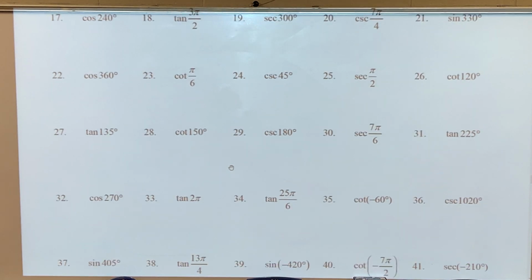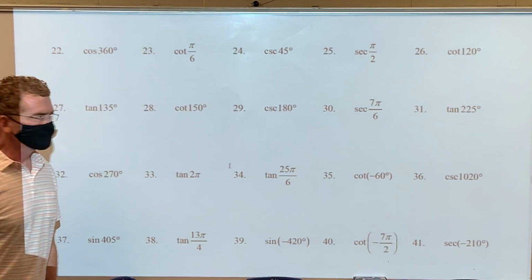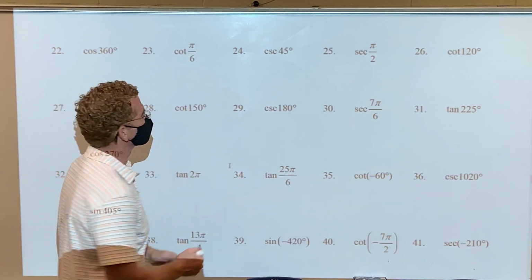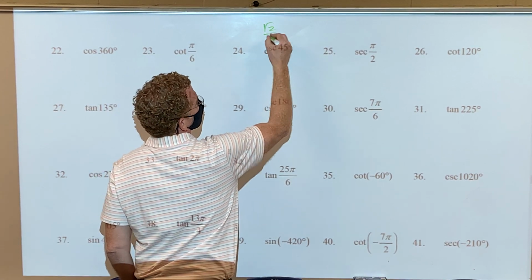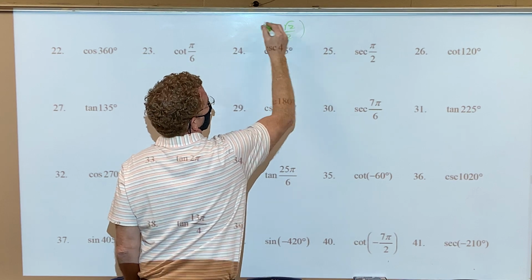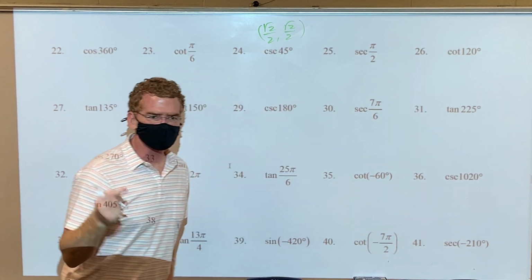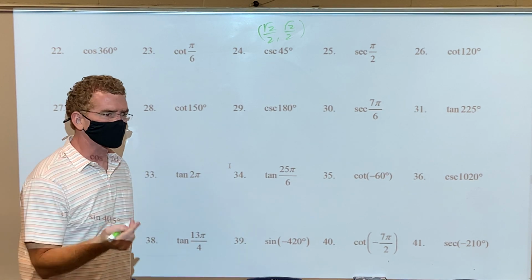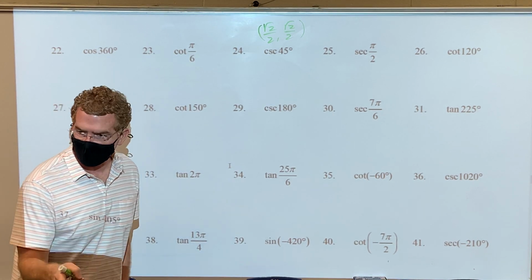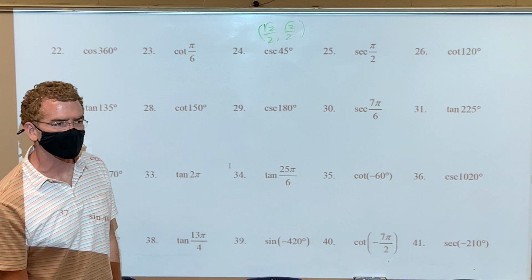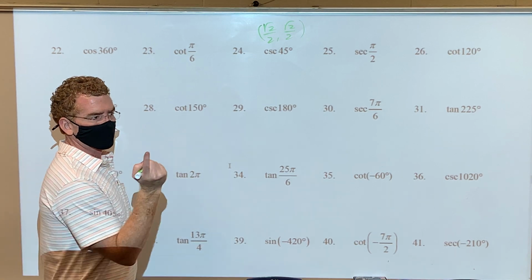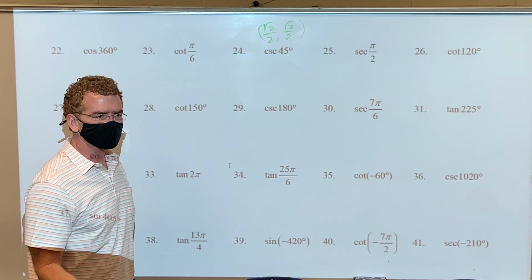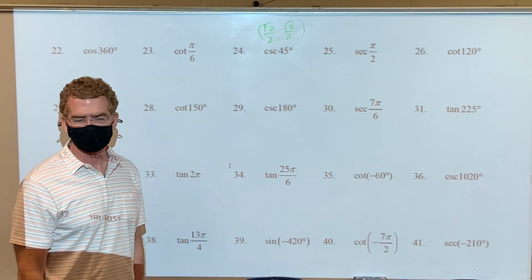Number 24. Cosecant of 45. So at 45 degrees, what do I know? What are my coordinates? Root 2 over 2, root 2 over 2. That's the angle's coordinates. And what is cosecant? It's the reciprocal of the sine value. And the sine value I find by grabbing the y coordinate. So all I have to do is flip the y coordinate to find that value.